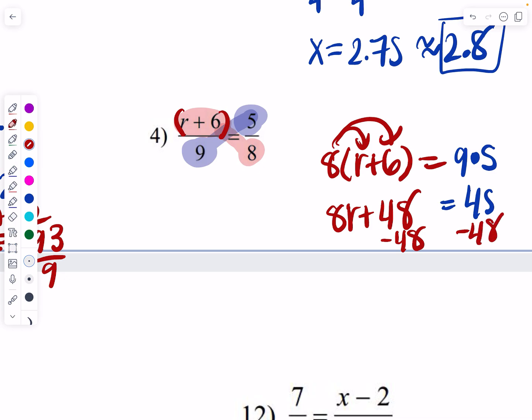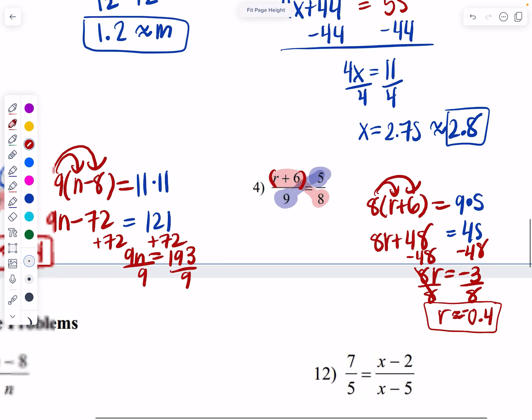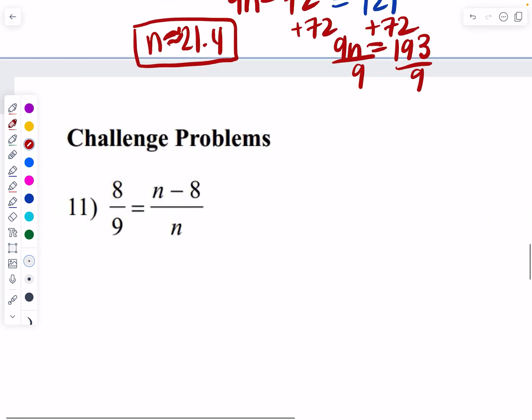We get 45 minus 48 gives me a negative 3. So 8r equals negative 3. And then we divide by 8 on both sides. And we get r equals negative 3 divided by 8, which gives me negative 0.4 when we round it to the nearest tenth. Okay? All right, 2 challenge problems.